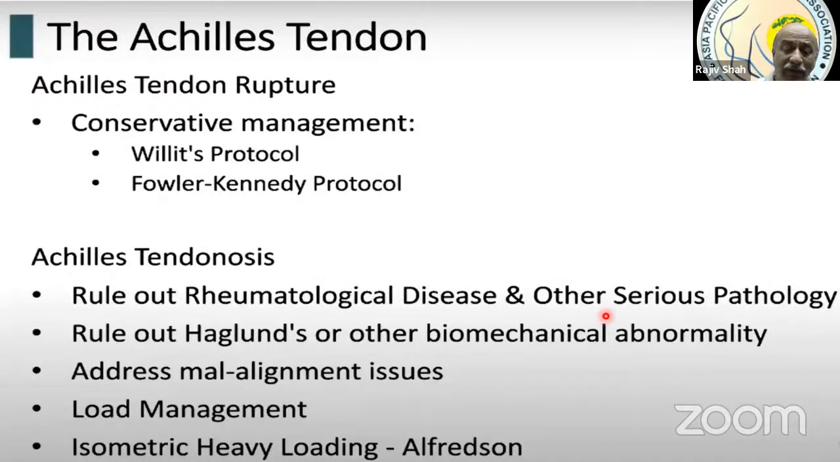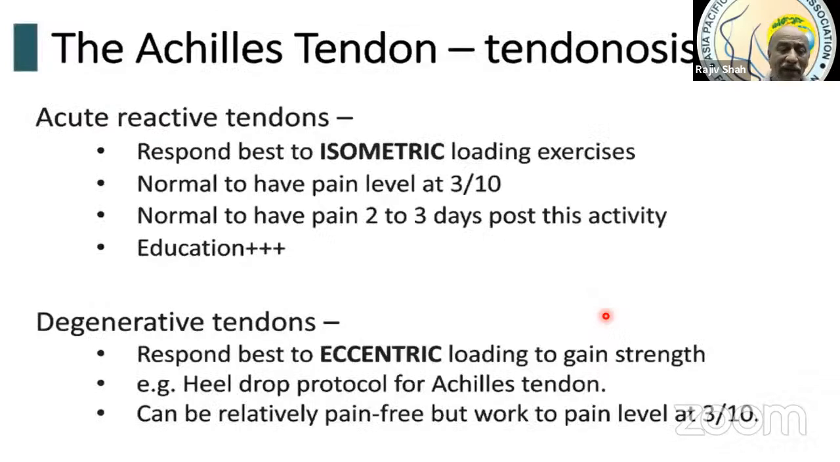Achilles tendon, you need to rule out rheumatological disorders. You need to rule out Haglund's or biomechanical abnormality. And then if there is a malalignment, you have to address the malalignment, and then you have to manage the load. Initially, it could be isometric heavy loading exercises. Acute reactive tendon issues respond best to isometric exercises, and degenerative tendon problems respond to eccentric exercise.